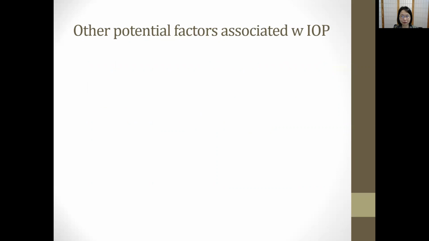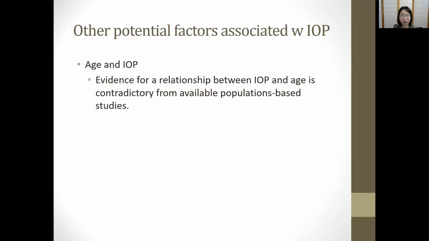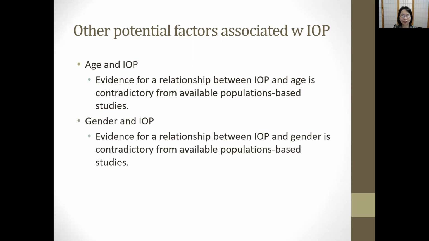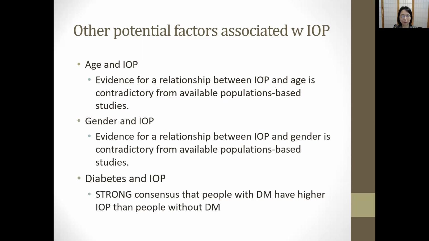Other potential factors associated with IOP include age, and there is evidence for IOP and age, but it's contradictory based on whichever study you're looking at, so it's unclear. Gender is also a bit controversial or contradictory from some of the population studies. However, for diabetes and IOP, there's a strong consensus that patients with diabetes tend to have higher IOP than patients without diabetes.